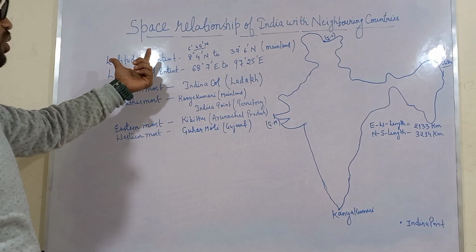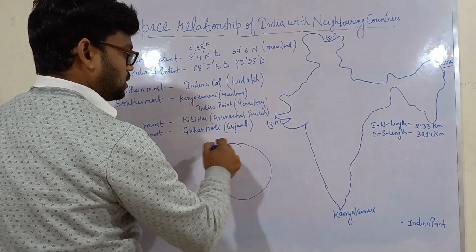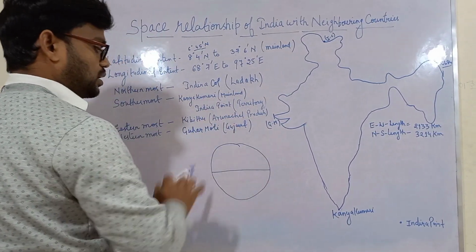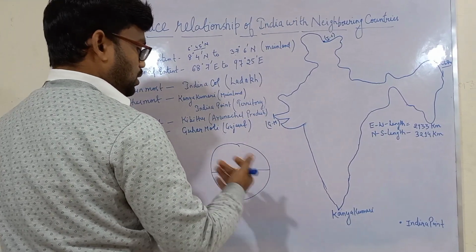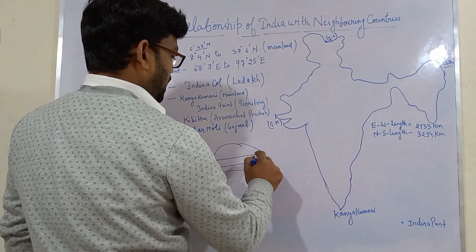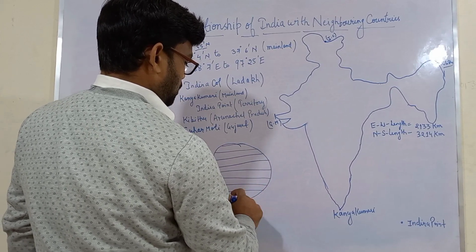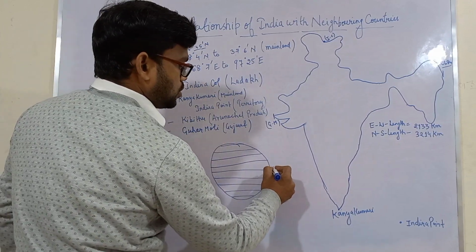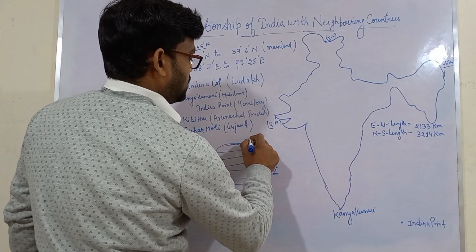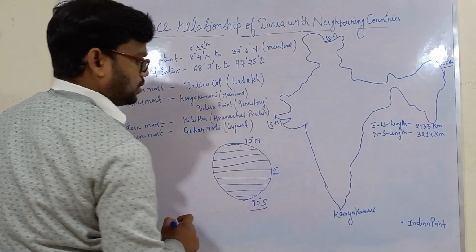Now we will understand what latitudinal extent means. See, this is our earth in a spherical shape. It has been divided into horizontal lines. These lines don't exist on the earth, they are imaginary lines which divide the earth into two hemispheres. The centermost line is known as 0 degree latitude, the northernmost is known as 90 degree north latitude, and the southernmost is known as 90 degree south latitude.